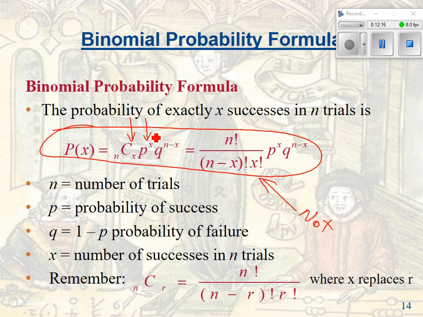So on this formula, even though it looks all crazy, you're going to figure out what n is right away in the problem. You're going to figure out what x is. You're going to figure out what p is. You're going to figure out what q is. And you're just going to plug into all those.